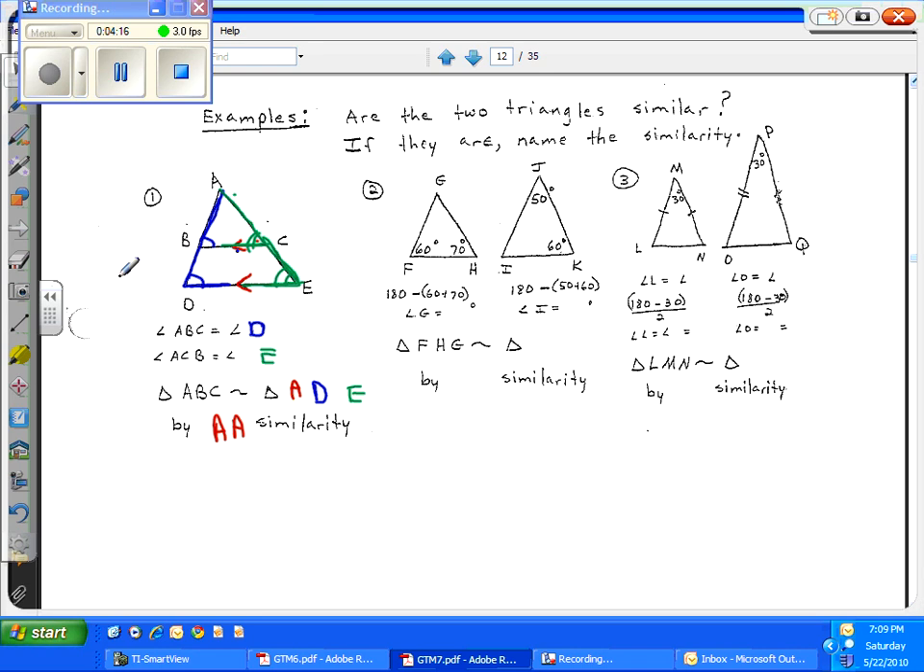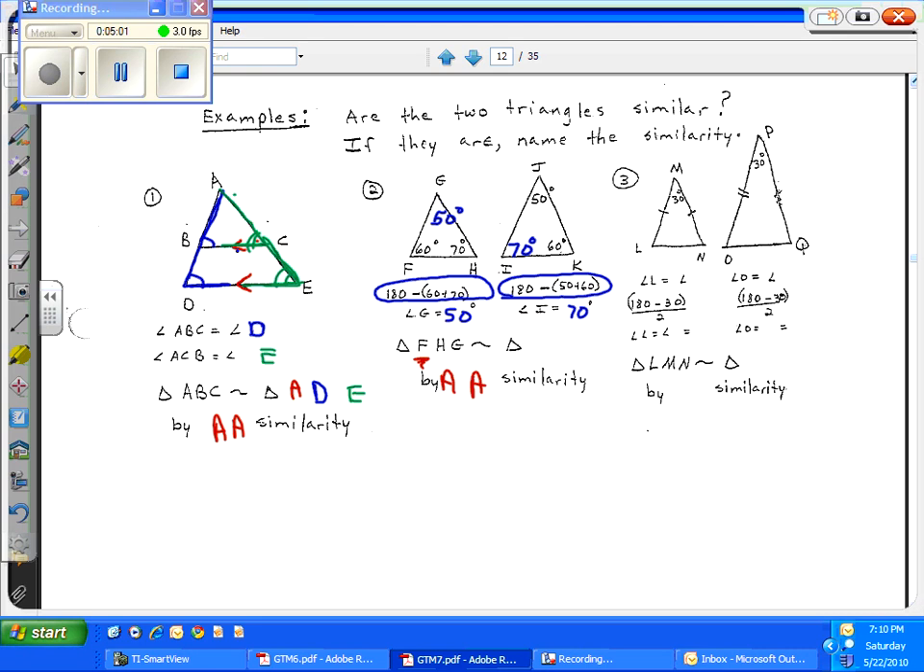Now, we know that the sum of the angles of a triangle is 180. So if we take 180 minus the two angles we know, we'll get the one that we didn't know, 50. Same for this. If we take 180 minus the ones we do know, we get the one we do not know, 70. So it comes out that angle I is 70 degrees and angle G is 50 degrees. And so we have all the angles of one equal to all the angles of another. All we need is two, and then obviously the thirds are equal. So they are similar by angle-angle similarity.